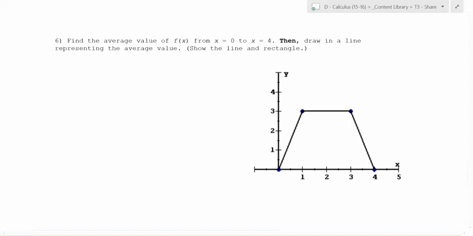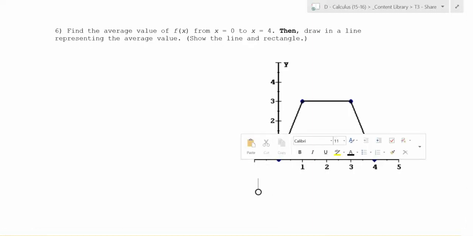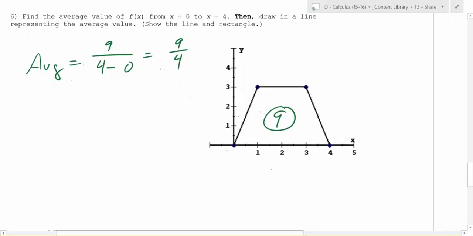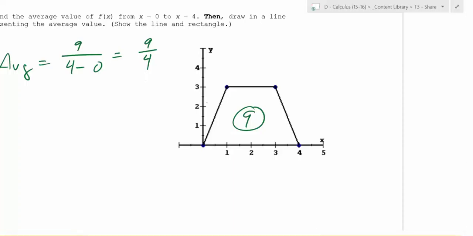Okay, so let's take a look at this. The overall area is 9, right? So if you wanted to find the average value, you would divide 9 by 4 minus 0. So what's the average value? 9 over 4, which is like 2 1/4.